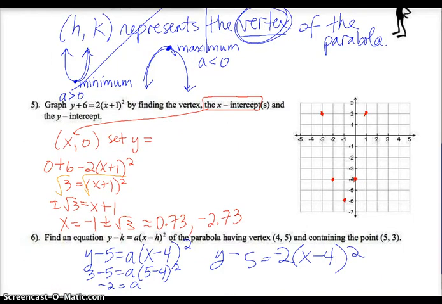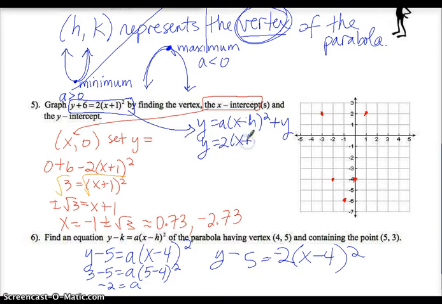Okay, let's look at the next one. It says graph y plus 6 equals 2 times the quantity x plus 1 squared. Notice this form. It's not what you just saw above. What you just saw above was a times the quantity x minus h squared plus k. So I would have to move my 6 to the other side, so that becomes minus 6. So what does that mean? That means my (h, k) is (-1, -6). Left 1, down 6. This is my vertex. That is a minimum point. Not that it matters, but I'm just emphasizing that because we just talked about it.